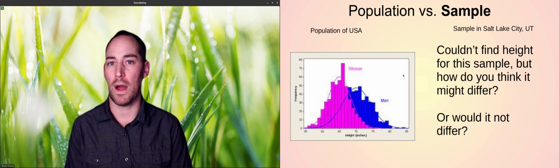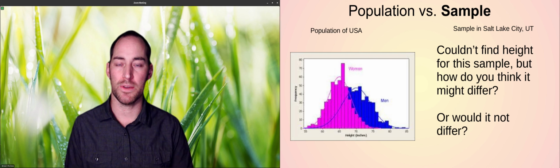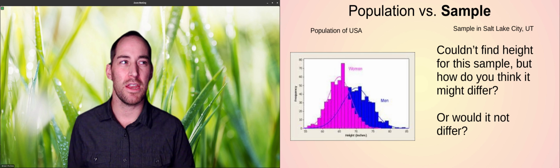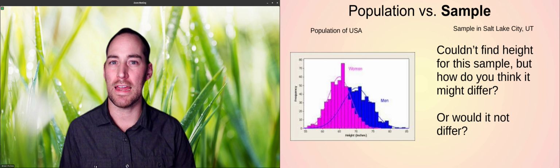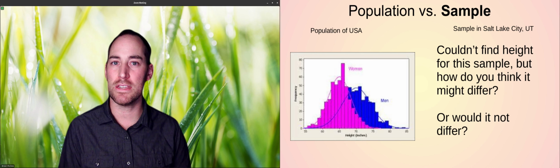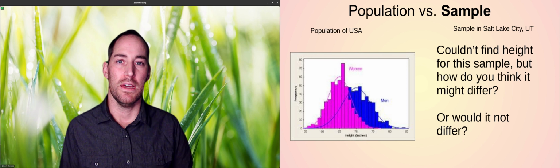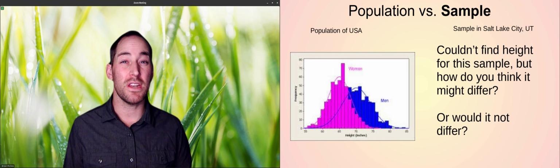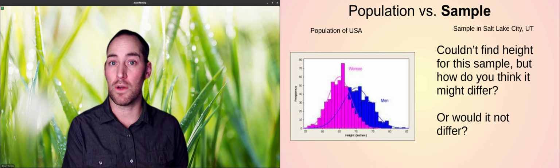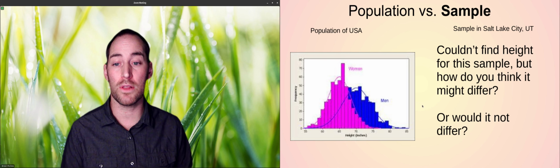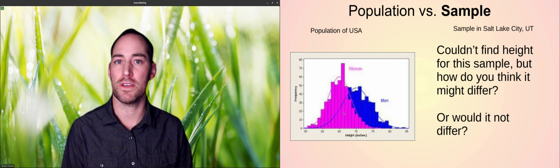So why or why not? Maybe write down in your notes. I couldn't really think of any particular reason we would find any significant height differences in Salt Lake City versus the population of the US. So I would imagine our sample here in Salt Lake, we're talking about height, would probably look pretty similar to the population of the US.